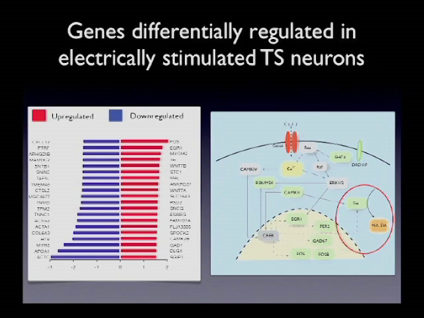Now, we were particularly interested in this part of the pathway. This is tyrosine hydroxylase, which is the rate-limiting enzyme in the production of catecholamines. And this is interesting because catecholamines have long been implicated in psychiatric disease, including autism. So the catecholamines are dopamine and norepinephrine. Dopamine is the stuff that makes you feel, you know, happy and motivated. Norepinephrine is the stuff that makes you want to run away from lions. Okay?